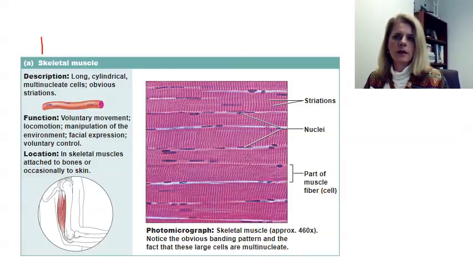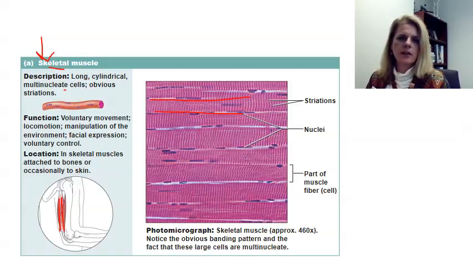All right, so we're going to have the same format we've used in the past with these pictures. This is skeletal muscle. And skeletal muscles are long, cylindrical multinucleate cells. If you think about a muscle, this is a muscle in your arm. If you could separate out that muscle and look at the individual cells, you would see that the cells run the entire length of the muscle. So here are our muscle cells. This is what we're looking at.